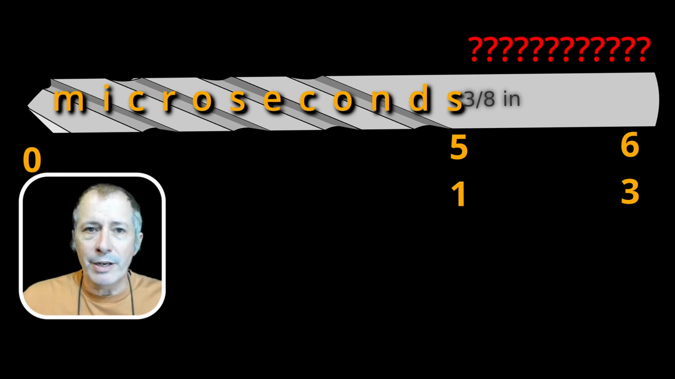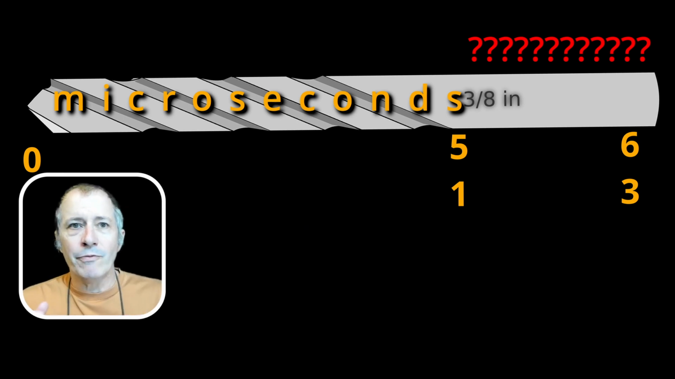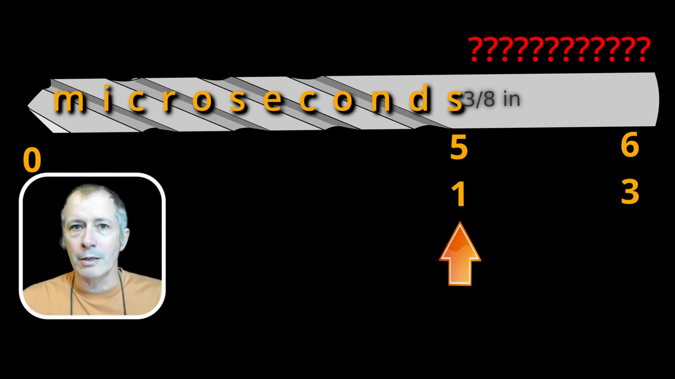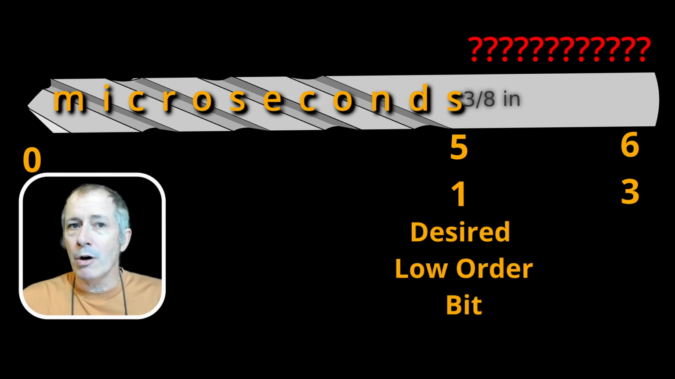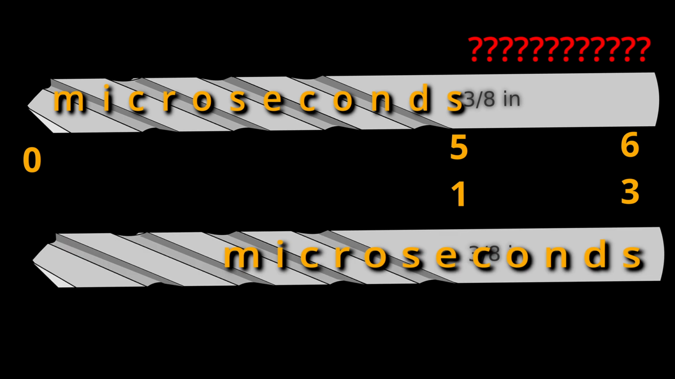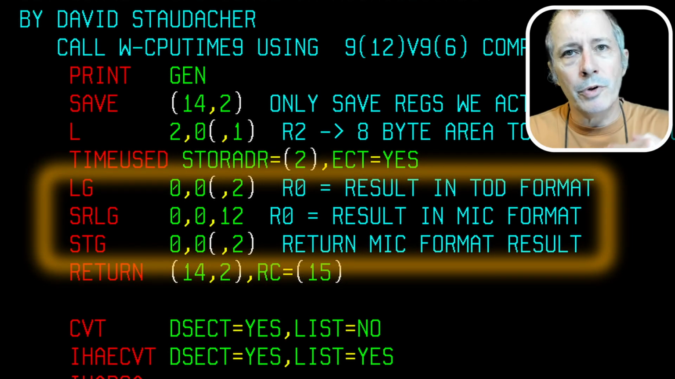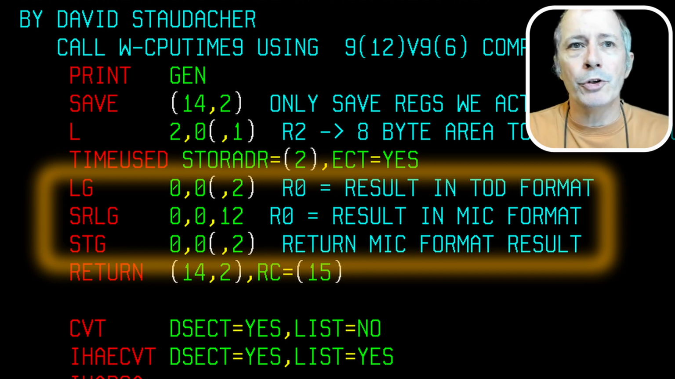The significant thing about the TOD format as far as the time used macro is concerned is that bit 51 represents a microsecond. Thus, bit 51 is the low order bit. Zed CPU time asks for the data to be returned as microseconds and bit 63 is the low order bit. In David's version, the TOD time needs to be converted to microseconds. That is the purpose of those three instructions after the time used macro.